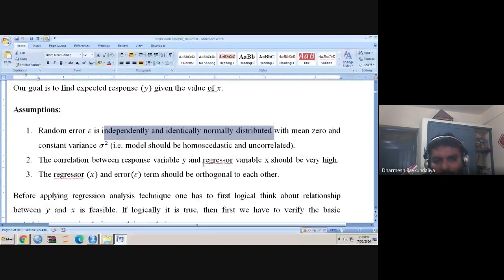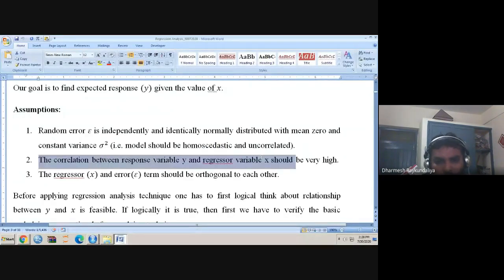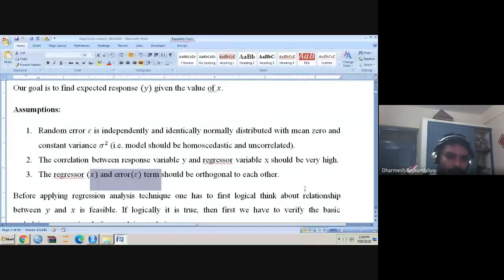And this constant variance assumption is also known as the homoscedastic assumption, and the independence assumption is known as uncorrelated. It means the errors are uncorrelated with mean 0 and constant variance sigma square. I told you that correlation between y and x should be very high. तो जब आप लीनियर रिग्रेशन कर रहे हैं तो relation between y and x should be high. Further it is saying that the x and epsilon are orthogonal, मतलब they are independent. उनके बीच में कोई correlation होना नहीं चाहिए.